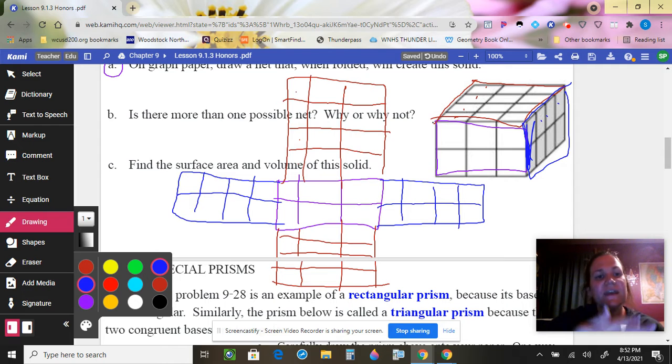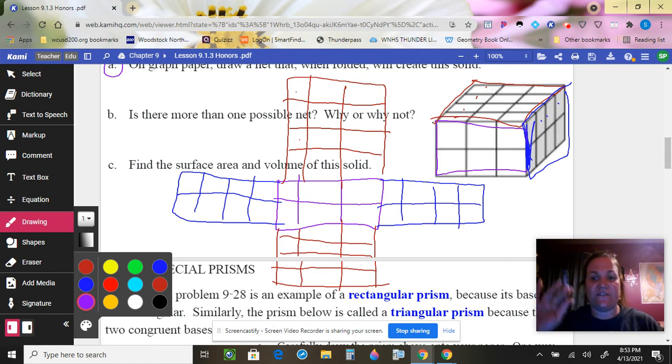Now, the next question says, is there more than one possible net? Well, I haven't finished my net. You guys, if I try to fold this up, this would not be the rectangular prism. So I need to figure out, where do I want my other flap? So I would say, yes, we could draw another net because it kind of depends on where you want to draw that last flap. The last flap that I'm going to draw is another purple.